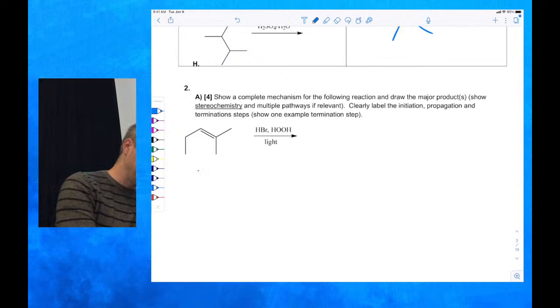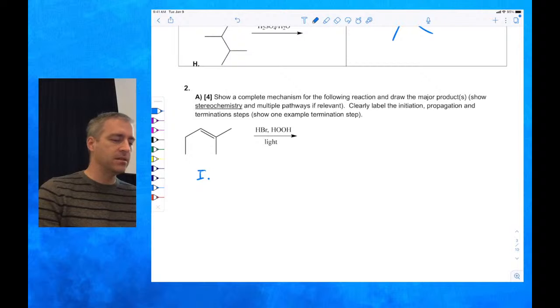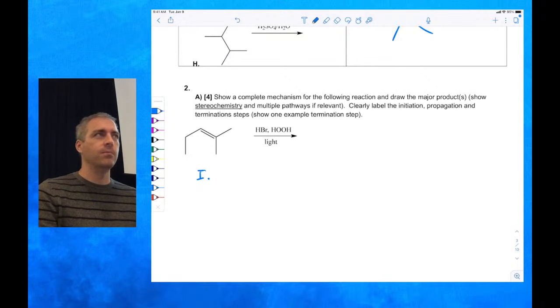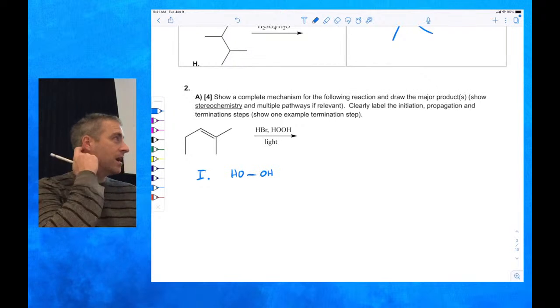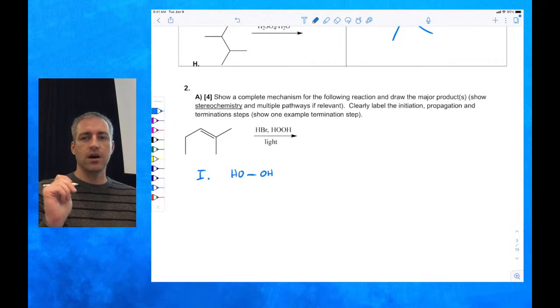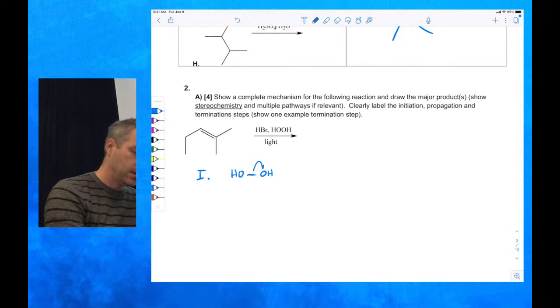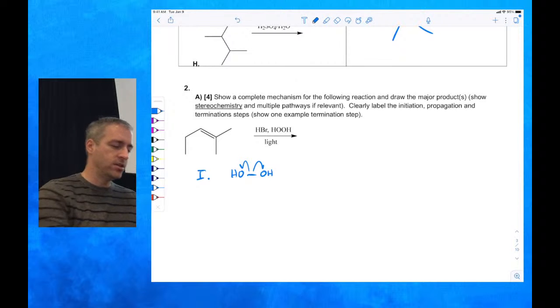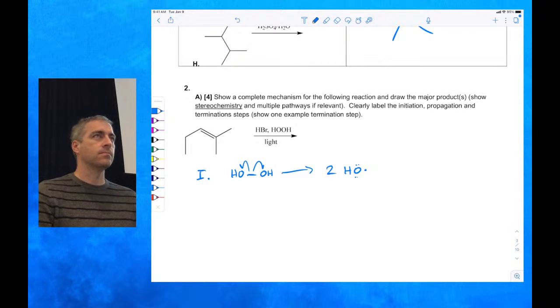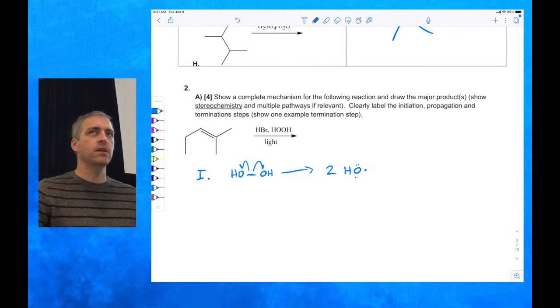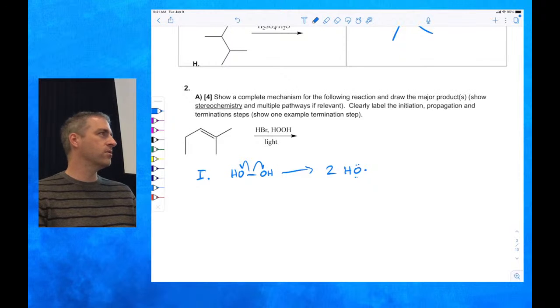We're going to start with our initiation step, and our initiation step is the step that creates radicals from no radicals. And that's going to look like this, where you have your hydrogen peroxide, and I'm explicitly drawing out the oxygen-oxygen bond so that I can break it in two to make two hydroxyl radicals like that. So this is initiation because we started with a closed shell molecule and created radicals out of it.